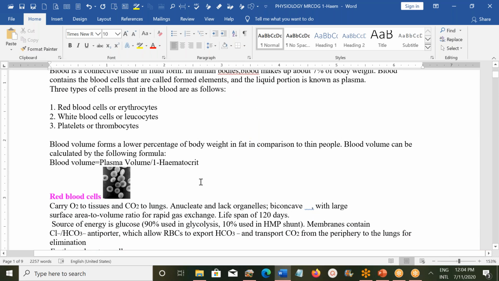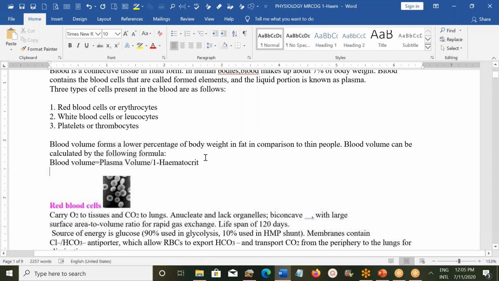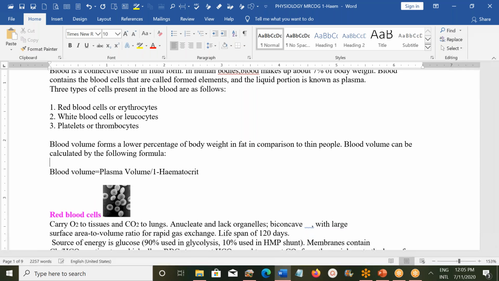Blood volume forms a lower percentage of body weight in the fat person as compared to the thin person. So that's why the obese person, you can say that they are anemic also, okay, because their blood volume is already less. Blood volume can be calculated by the simple formula, and you should know about this formula: blood volume is equal to plasma volume divided by 1 minus hematocrit. Let's say that hematocrit of one person is like 0.45. So you will just calculate, and you will see that the answer is going to be the plasma volume, whatever you have, divided by 1 minus hematocrit, and you are going to get the blood volume like that.